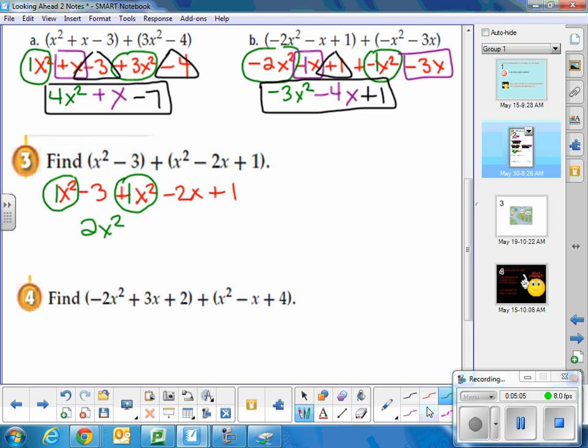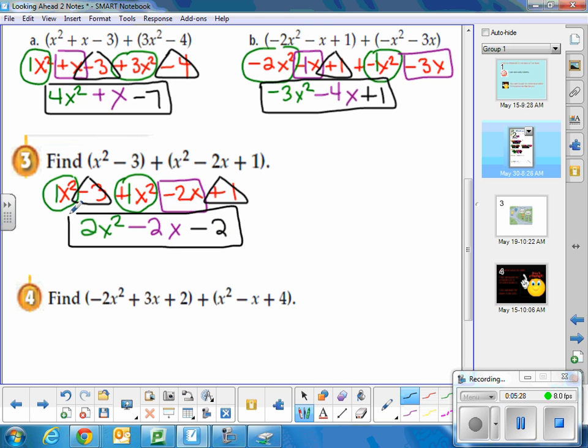And next we'd put the x term. Nothing to put with that one, so just write it as it is, minus 2x. And then the last thing is the negative 3 plus 1. Negative 3 plus 1 is negative 2, so minus 2. So our final answer would be 2x squared minus 2x minus 2.